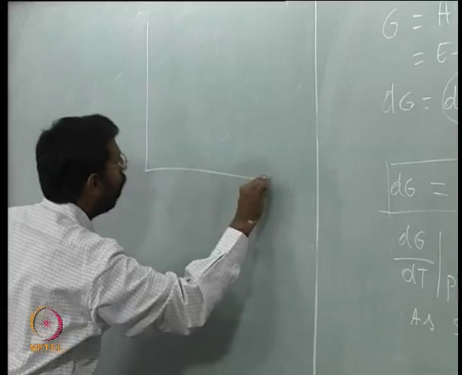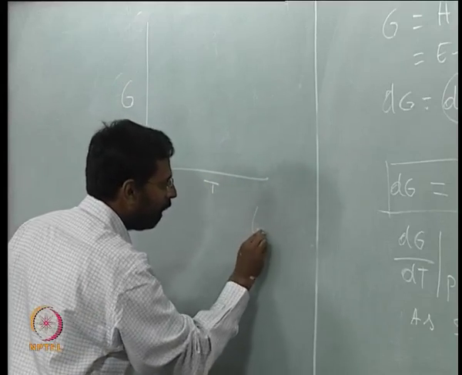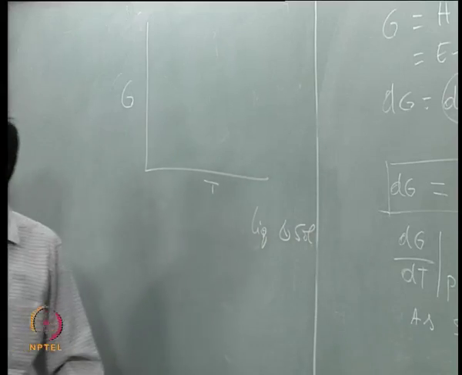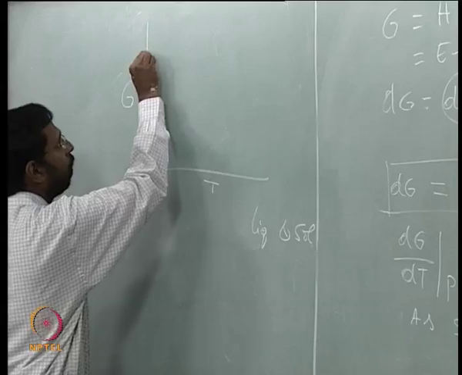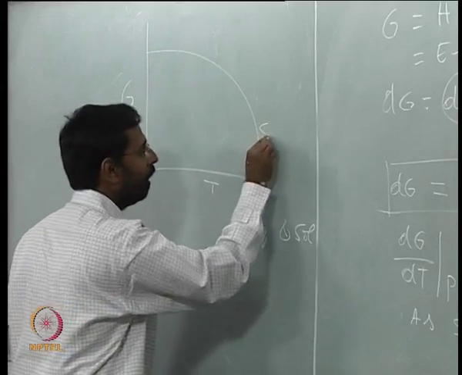And how to understand that? If I now try to plot G versus T for this liquid and the solid, let us try to superimpose the free energy of the liquid and the free energy of the solid on this curve and see what happens. For example, I can draw a curve something like this and say this is the free energy of the solid.